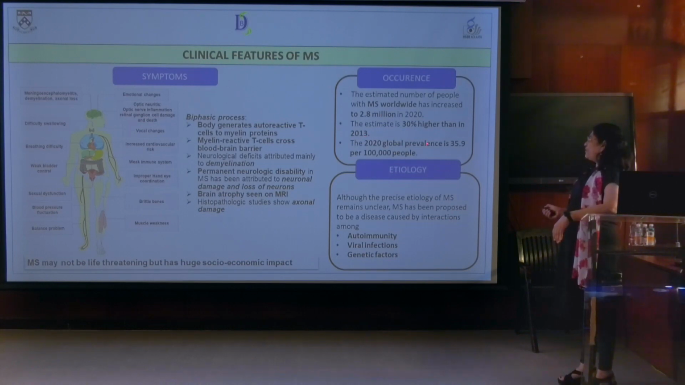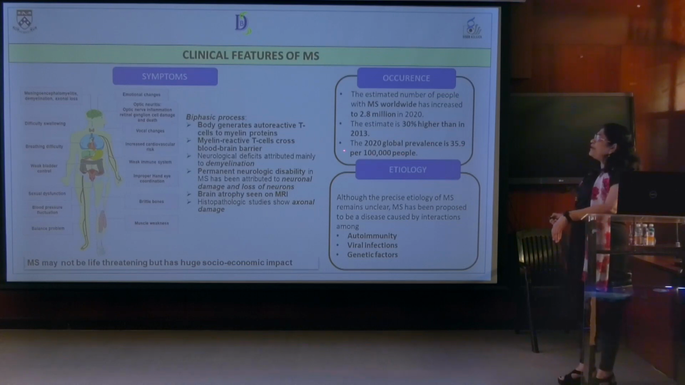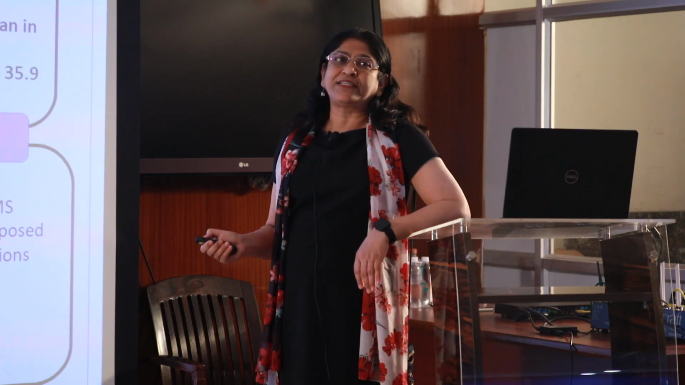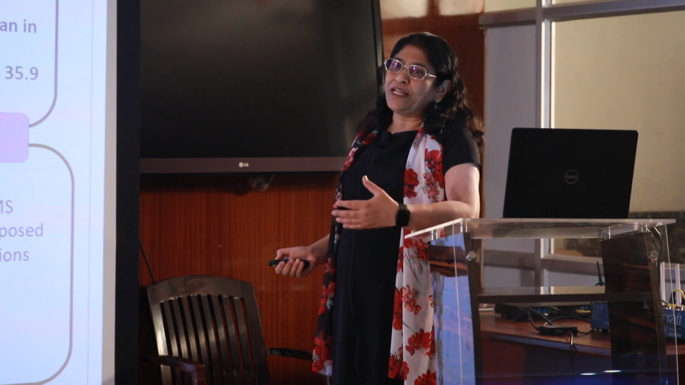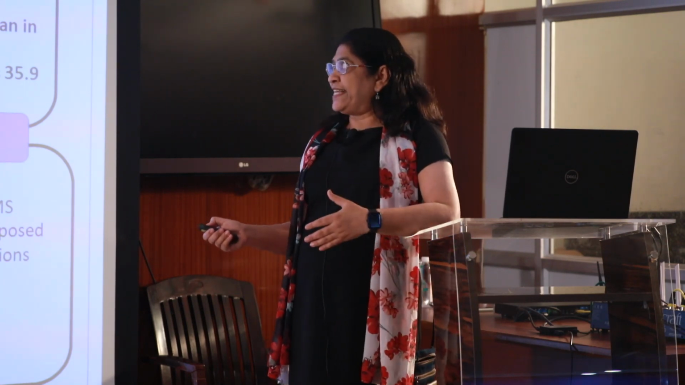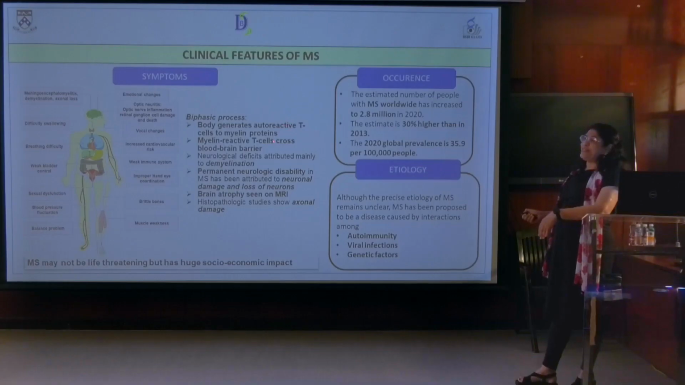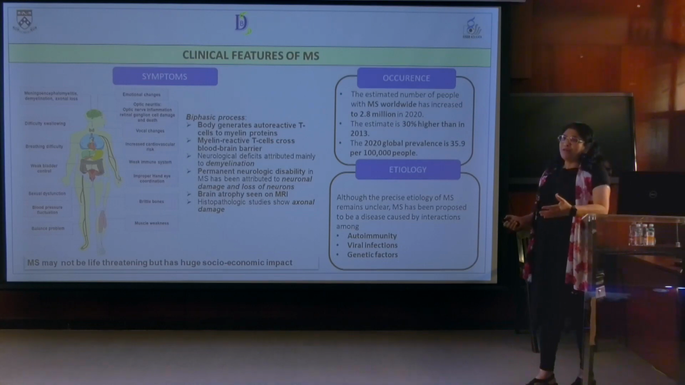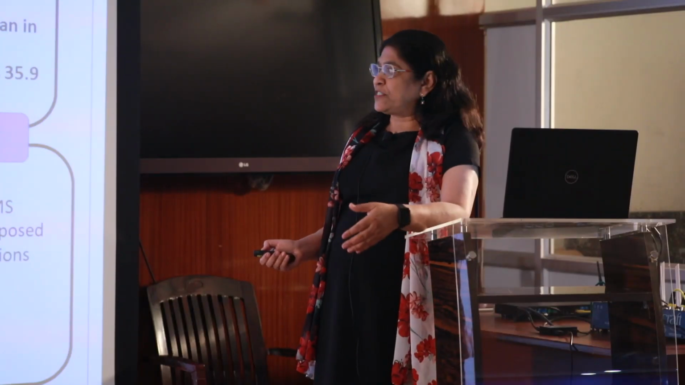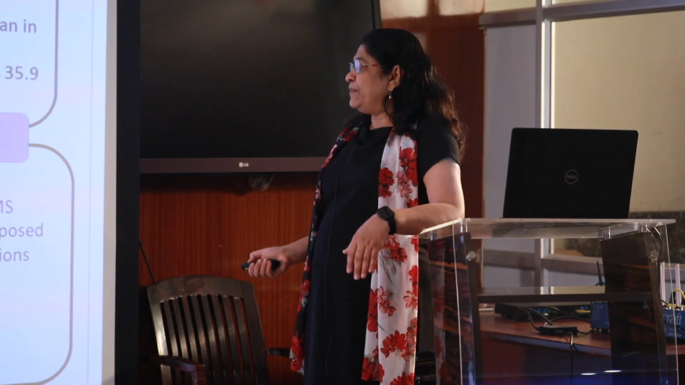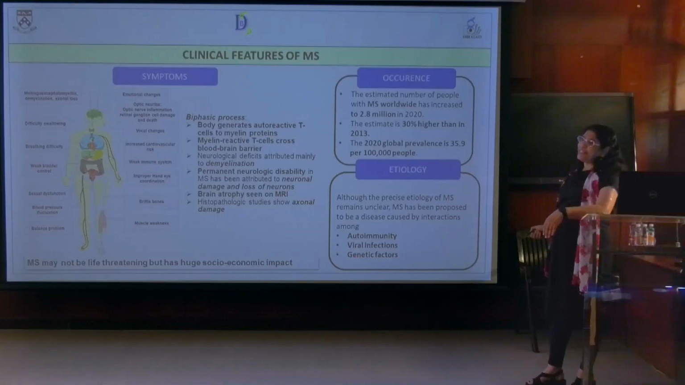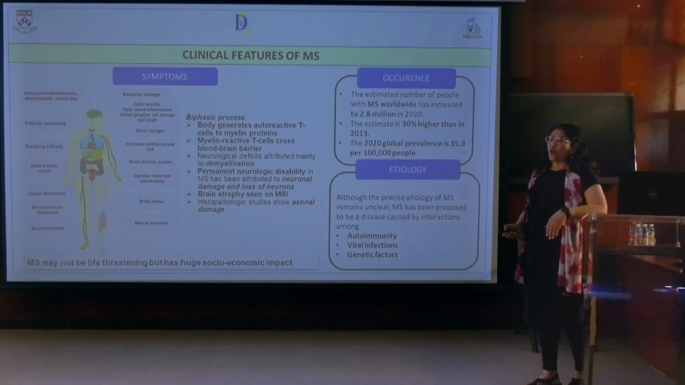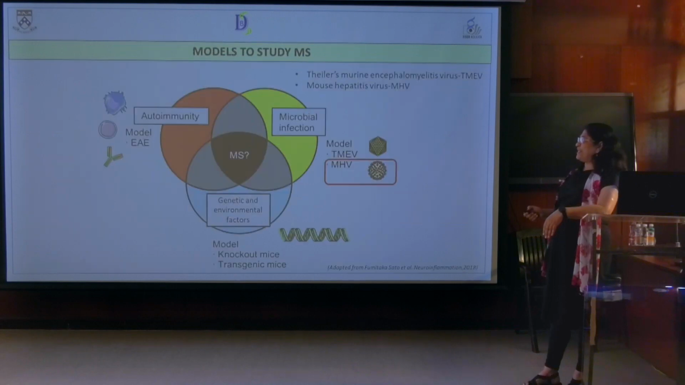The 2020 global prevalence is 35.9 per 100,000 people. If we try to understand the etiology, there are several schools of thought. People believe it is mainly an autoimmune disease because the body generates autoreactive T cells, which go to the brain, crossing the blood-brain barrier and attacking the myelin sheath. There is also a school which believes that viral infection and genetic factors are involved. So all these things make it multiple sclerosis.